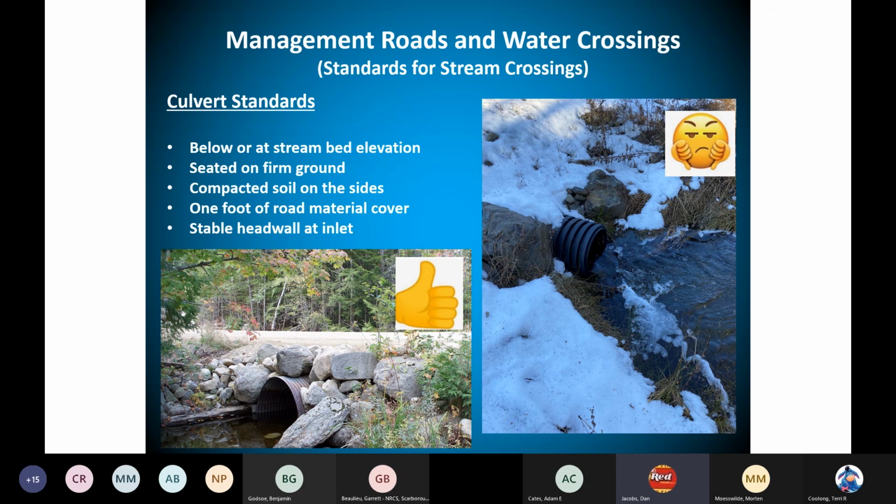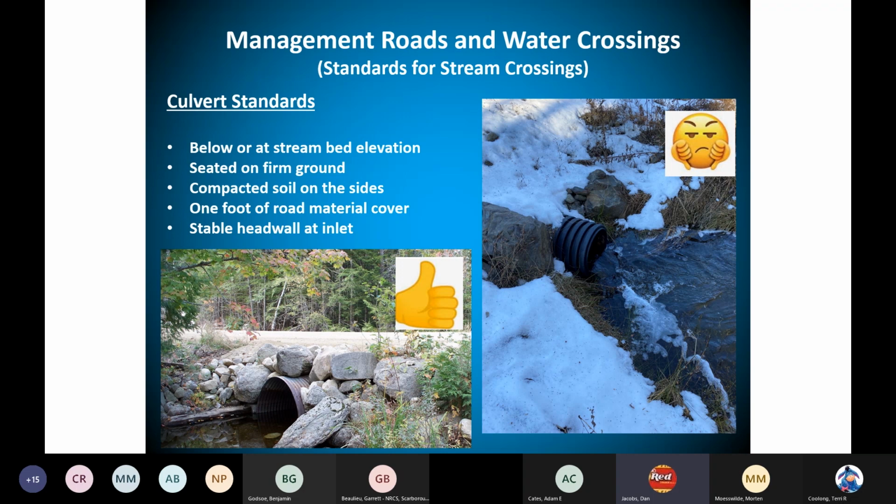They have to be installed properly with soil compacted on the sides or road material compacted on the sides. There has to be at least 1 foot of road material over the culvert, and the head wall has to be stabilized at the inlet. So you need to have rock armor, vegetation, 2-to-1 slope, and so forth. So we typically recommend that the inlet and the outlet be armored and stabilized, but I believe in Chapter 27, only the inlet is specified.